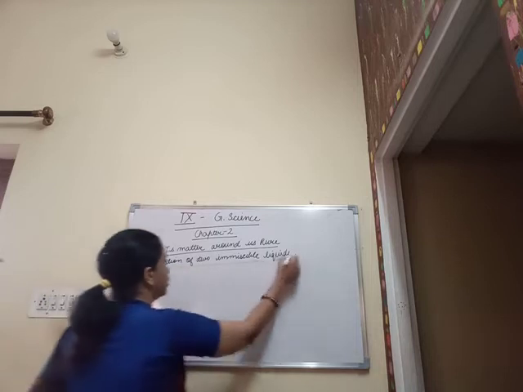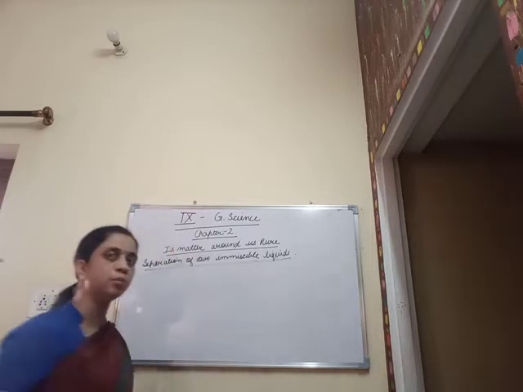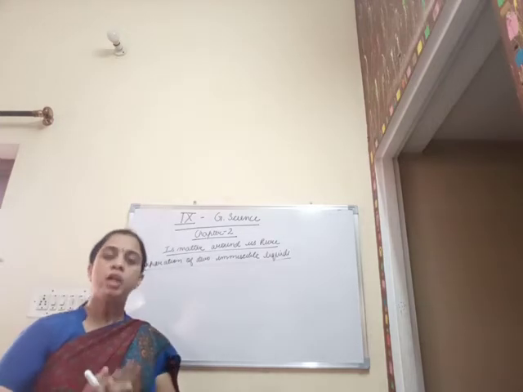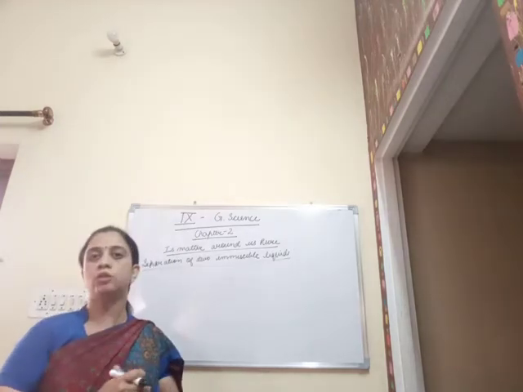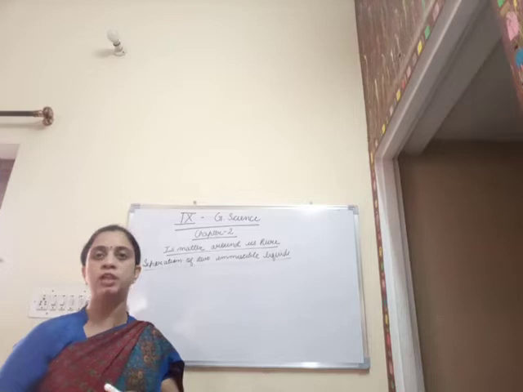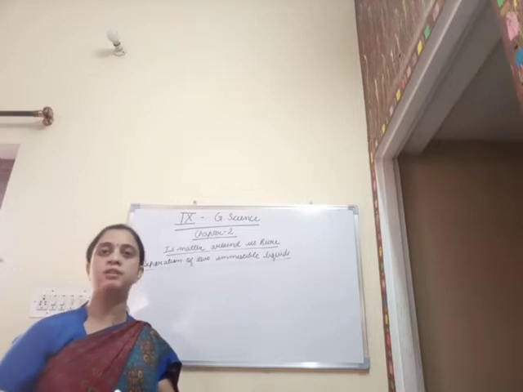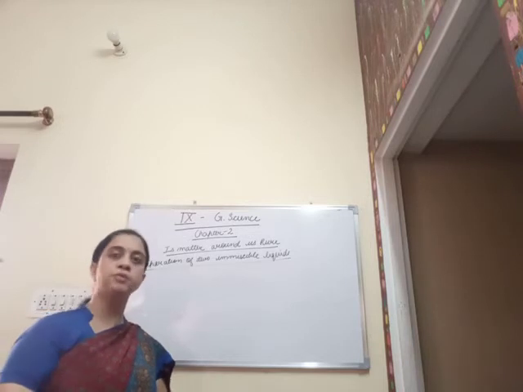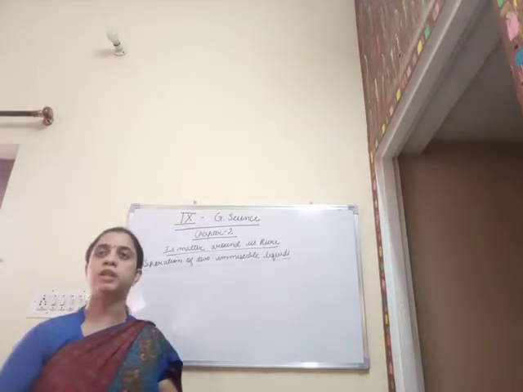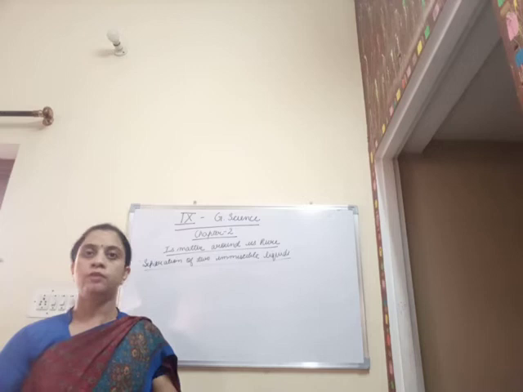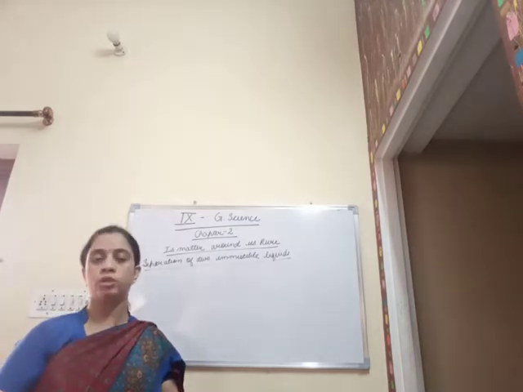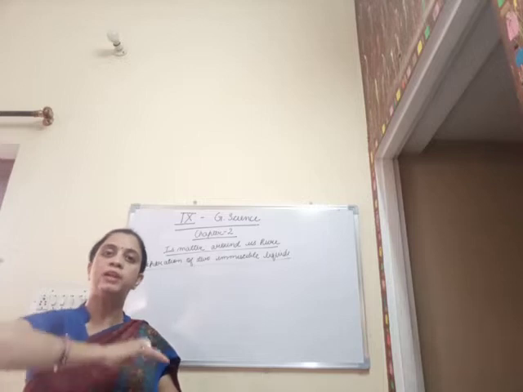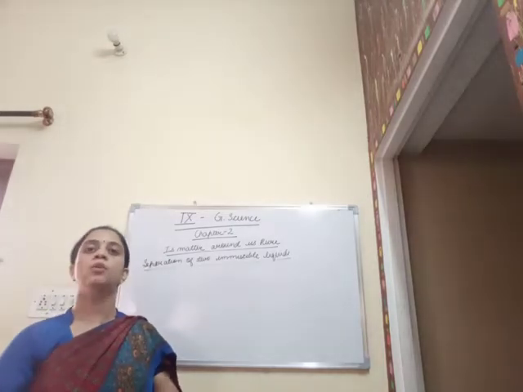I hope you all understand the words miscible and immiscible. Miscible means when two things get mixed up with each other completely. Immiscible means when two substances cannot get mixed up with each other completely. Such substances are said to be immiscible. In nature, a large number of substances are found which are immiscible, like oil and water. When we mix oil in water, it does not mix up, rather it forms a separate layer on the surface of the water.